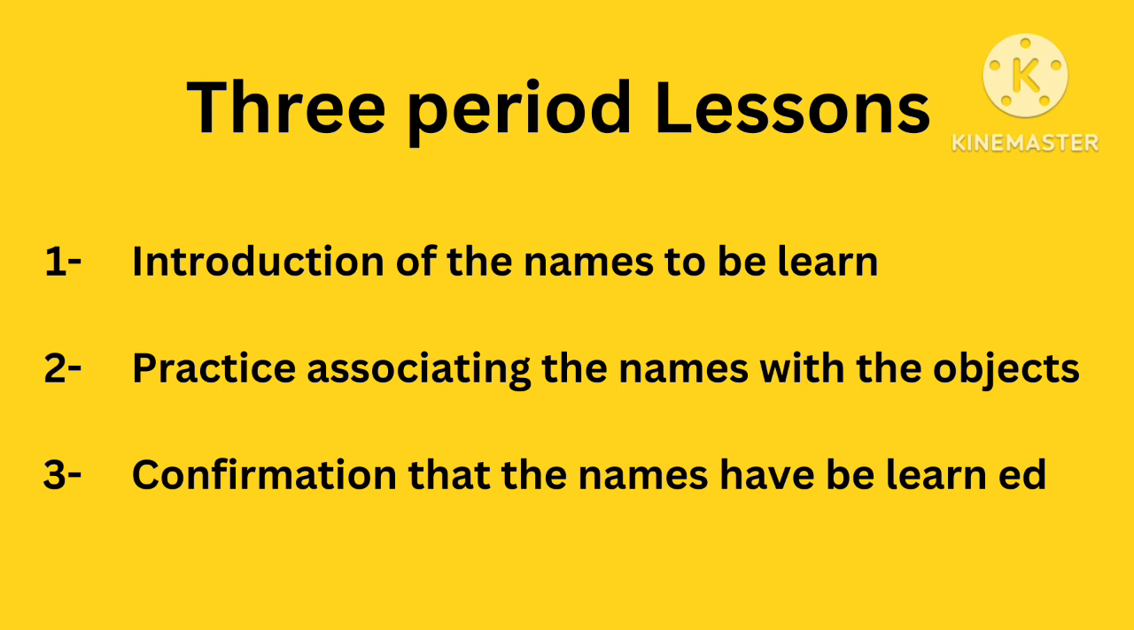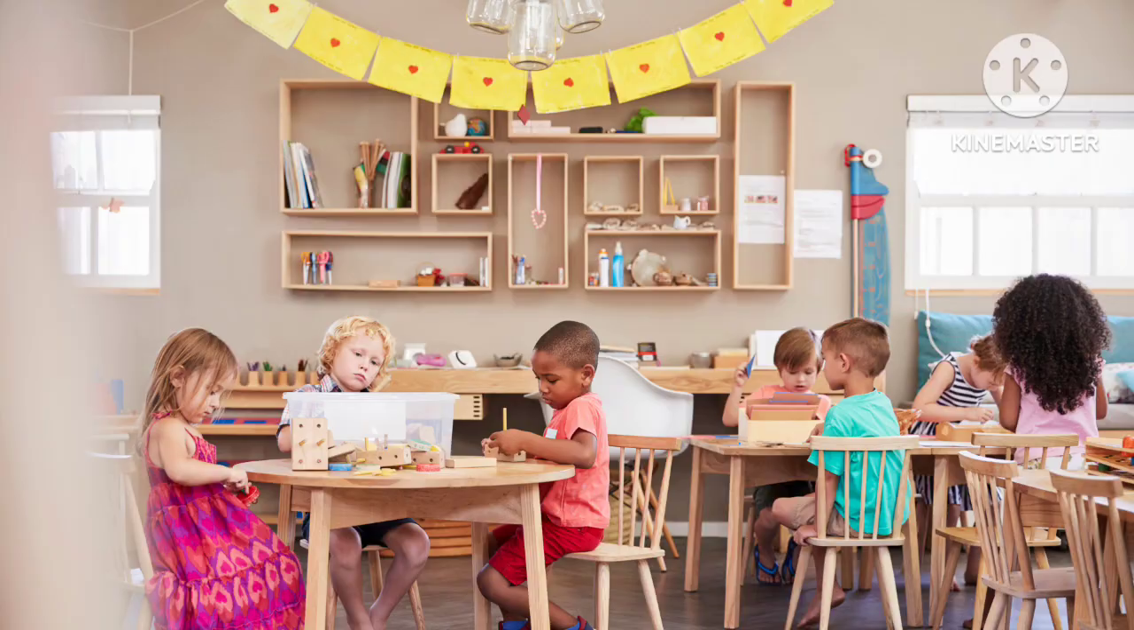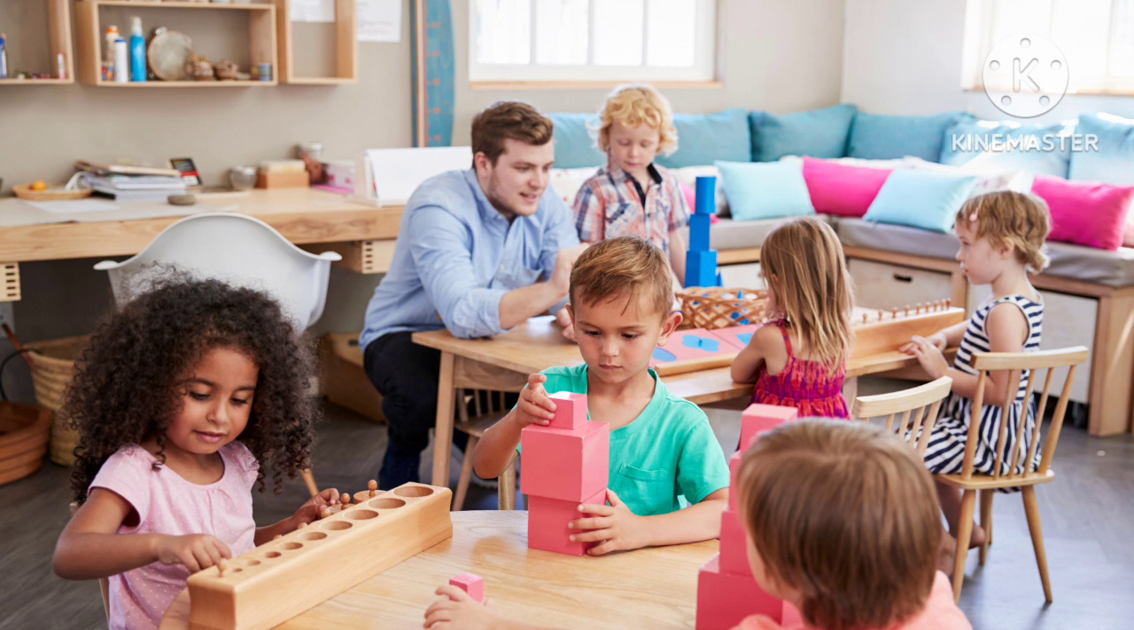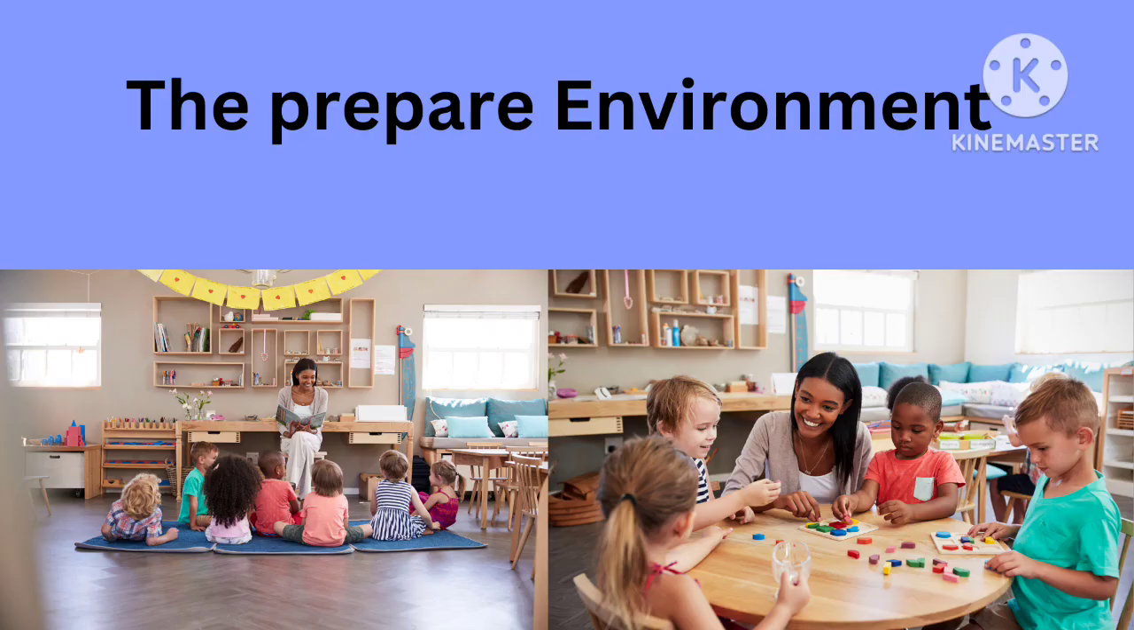Third period lesson. Confirmation that the names have been learned. The teacher indicates one object and asks the child, "What is this?" The child says its name. Repeat it for each object. This can be done in any order. If the name is not known by the child, the teacher gives it again and continues with the second period activities until the child is ready for the third period.